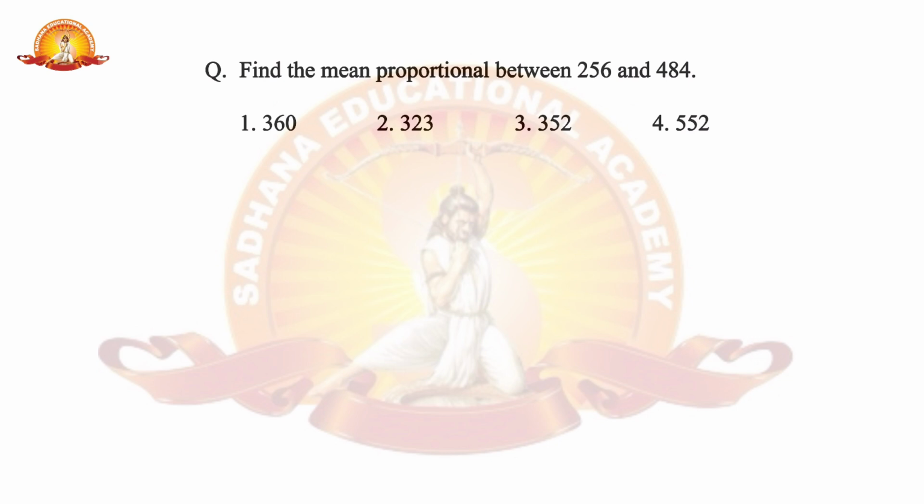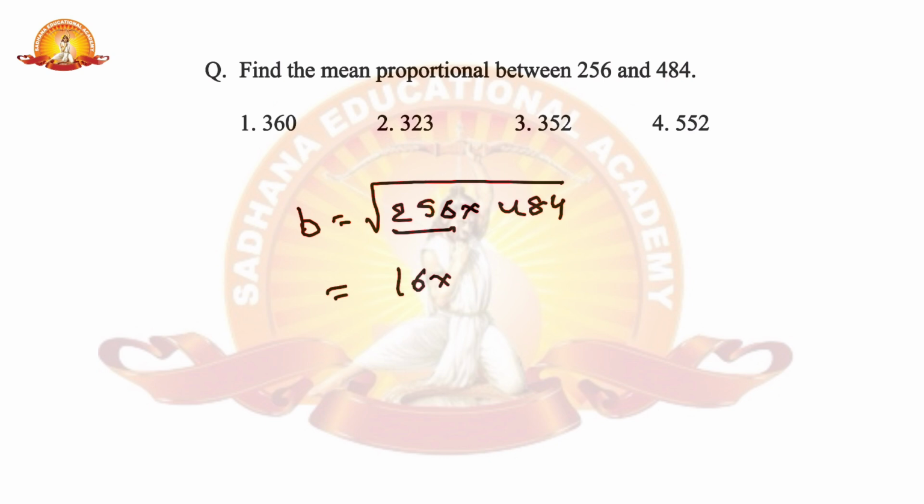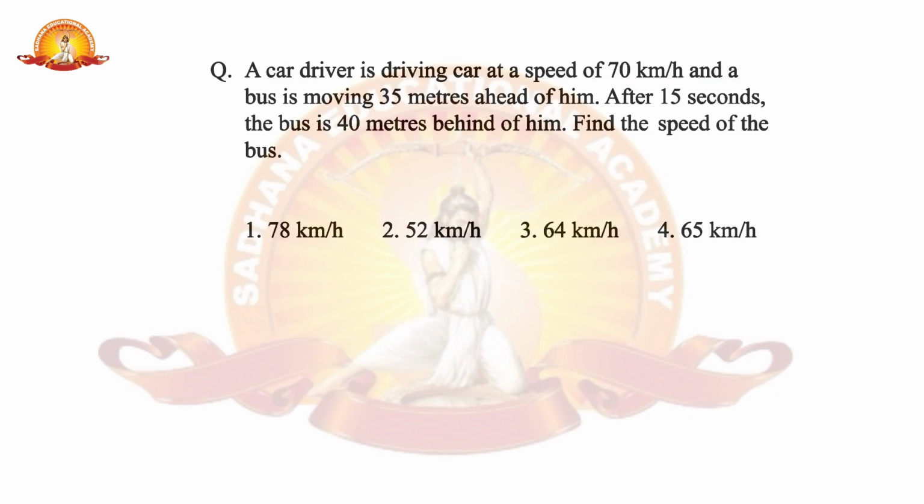Find the mean proportional between 256 and 484. The mean proportional between extremes is equal to square root of A into C. We know that the square root of 256 is 16. Square root of 484 is 22. So, 16 times 22 is 352. Therefore, third option is the correct answer.